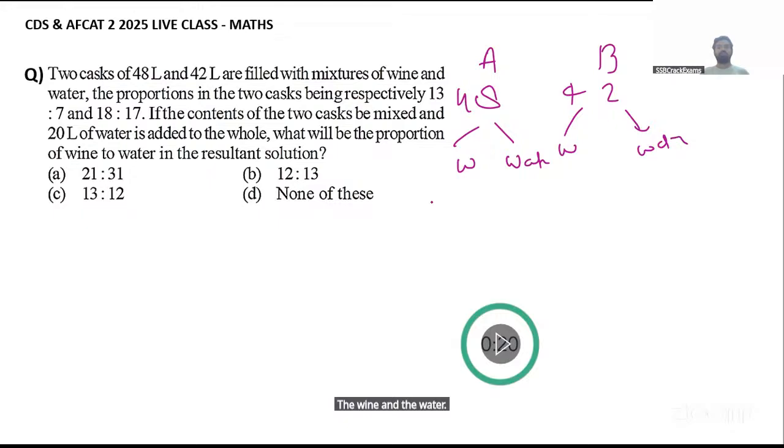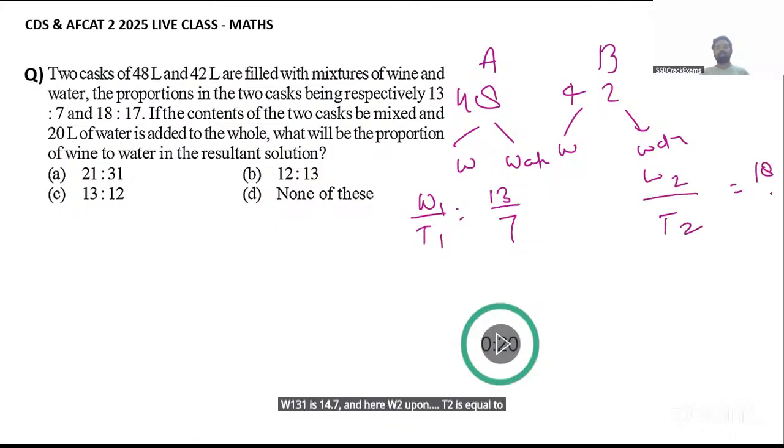So the ratio of wine to water is, suppose W is wine and T is water, W1 upon T1 is 13 upon 7, and here W2 upon T2 is equal to 18 upon 17. If the content of two casks be mixed and 20 liter of water is added to the whole, what will be the proportion of wine?